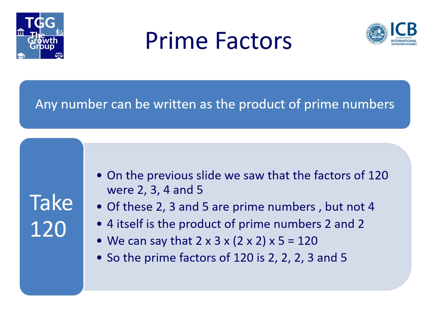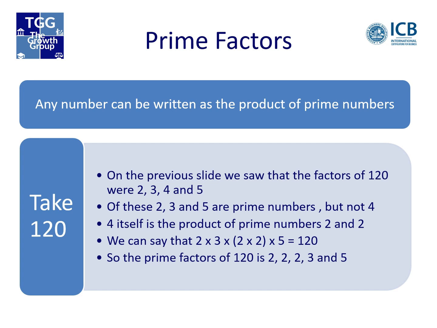Now, I've already told you about prime numbers. Now I'm going to tell you about prime factors. Any number can be written as the product of prime numbers. So take the 120 that we had on the previous slide. We saw that 120 had the following factors: 2, 3, 4, and 5. Now, of these, 2, 3, and 5 are prime numbers, but not 4.